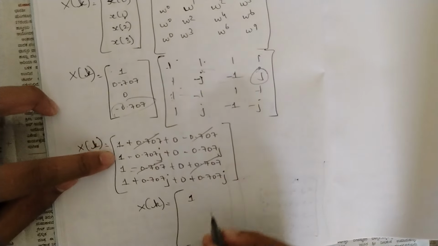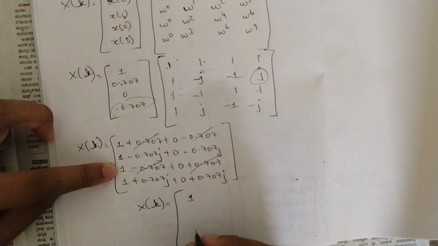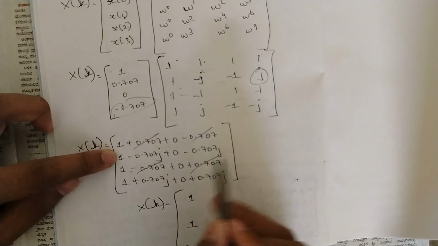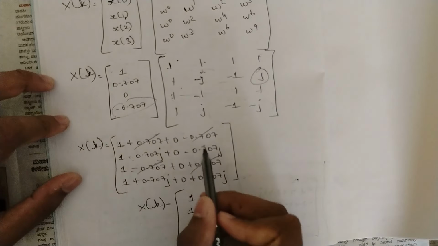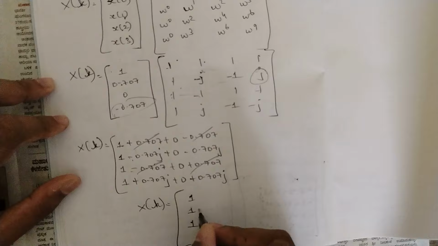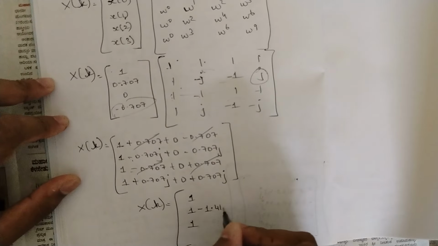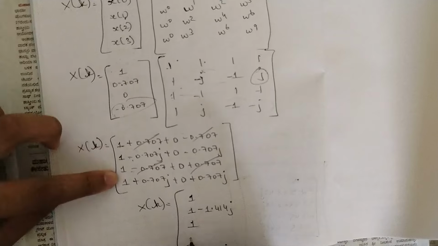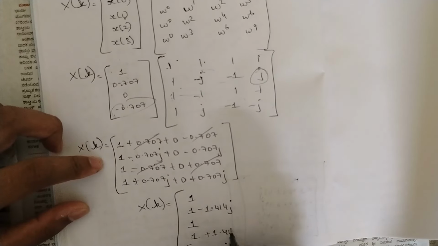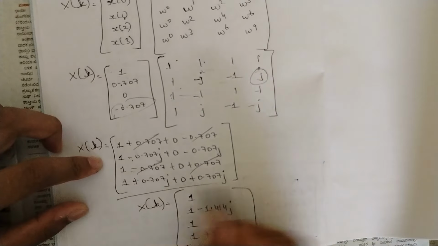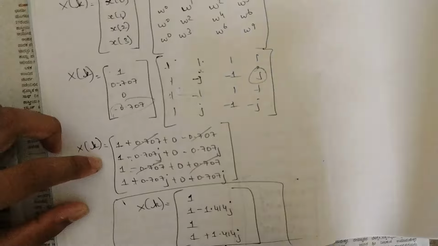first is 1 plus 0 is 1. In the third column also it is 1 minus 0 is 1. In the second column, 1 minus 0.707j minus 0.707j, that is minus 1.414j. Then we have 1 plus 0, 1 plus plus, so plus 1.414j. Okay, so this is the answer which we have got.